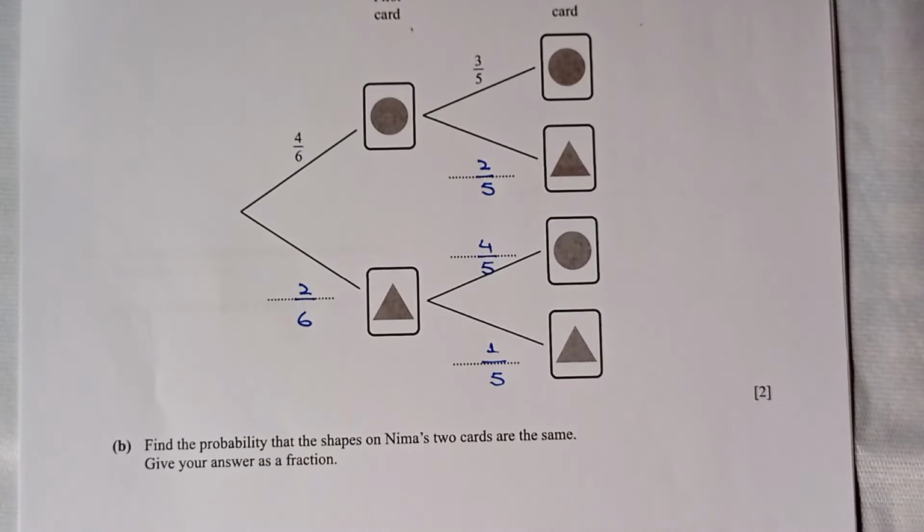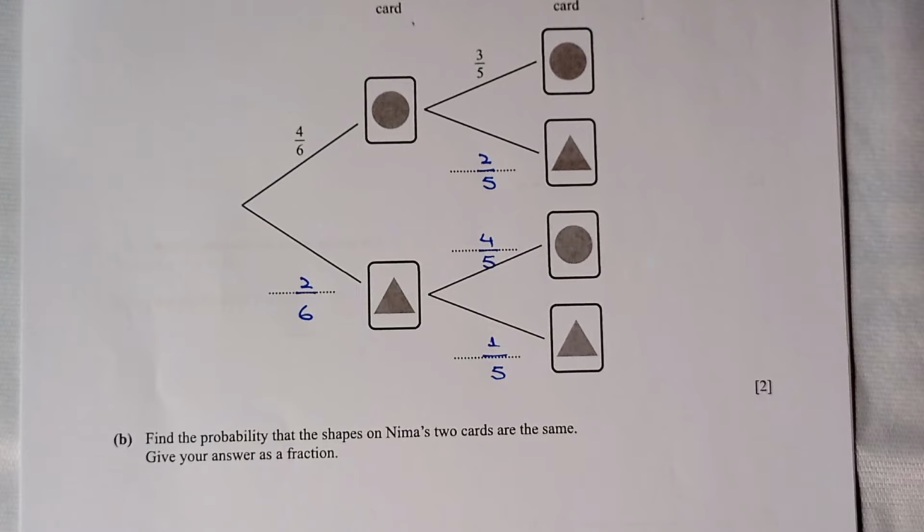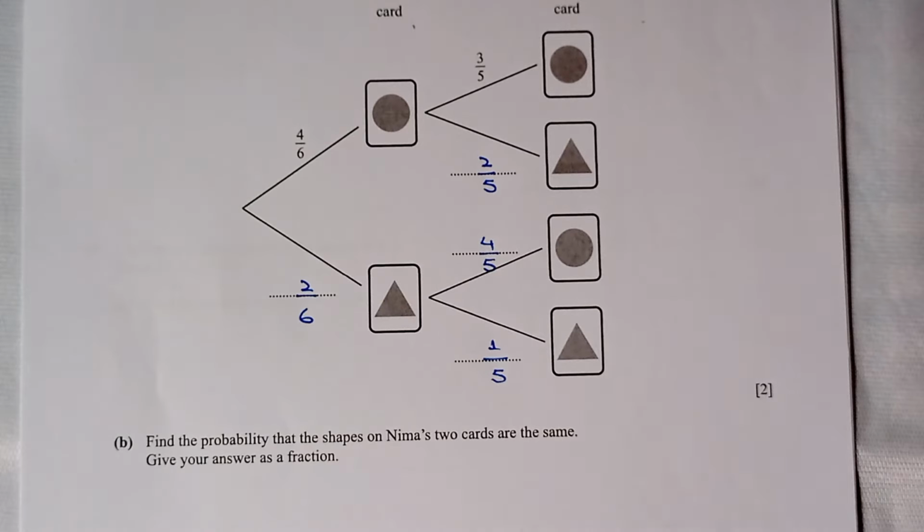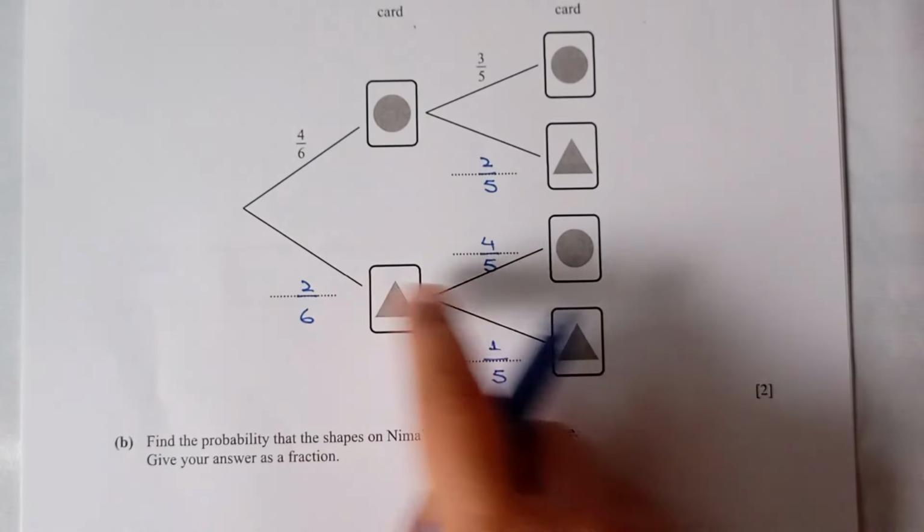Now find the probability that the shapes on Nima's 2 cards are the same. Give your answer as a fraction. So the shapes must be the same. It must be circle, circle or triangle, triangle.